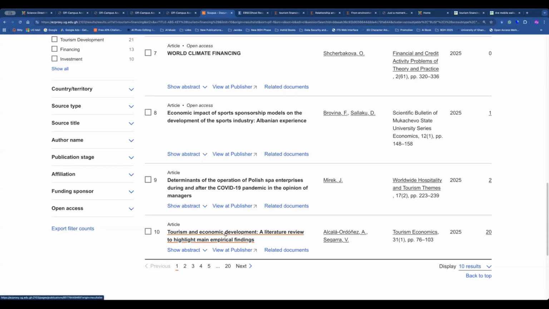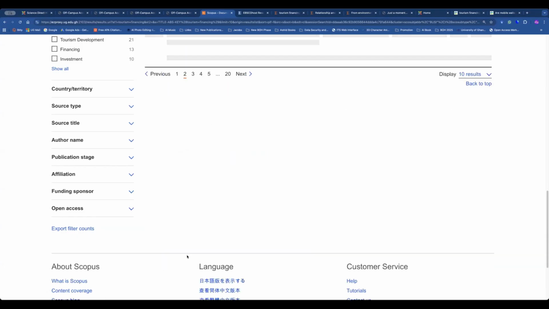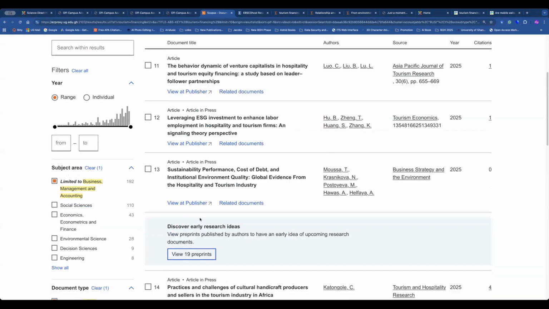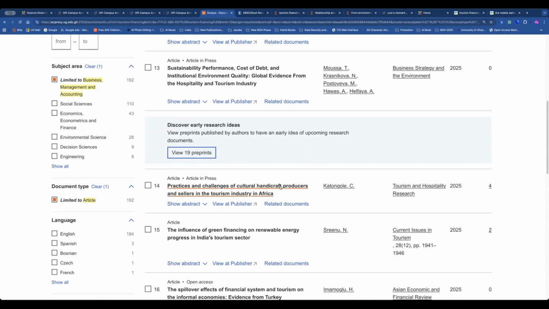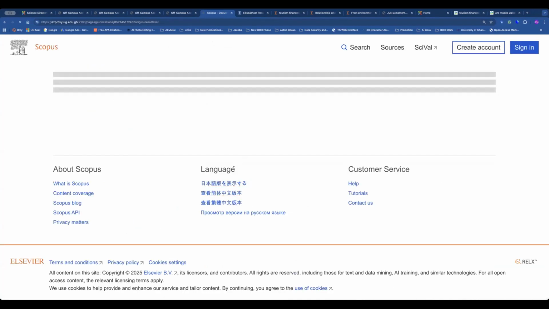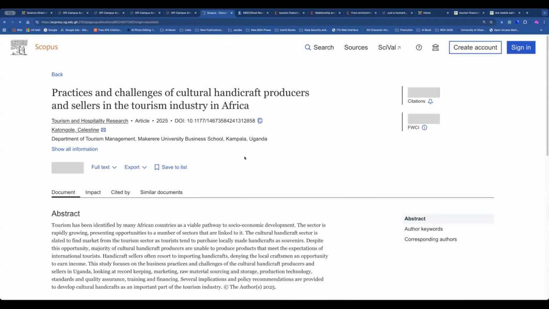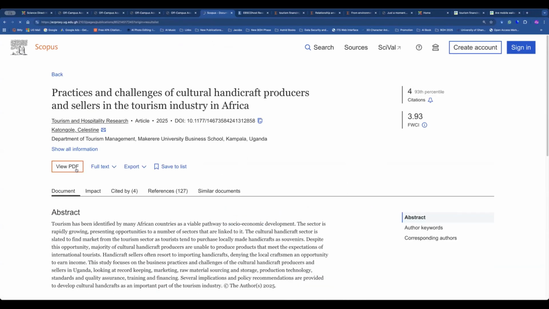Okay. So let me see if I can find one that will be very easy for us to use. Good. Participants and challenges of cultural producers and sellers in tourism in Africa. That's good. So I'll click on this one. But you can even select and then be able to understand what is happening in that area. So you can view the PDF.